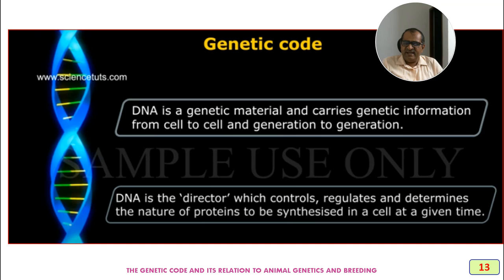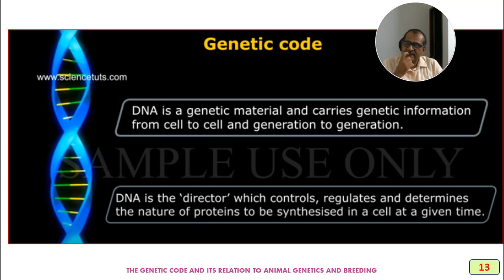So DNA is a director which controls, regulates, and determines the nature of proteins to be synthesized in a cell at a particular time. Or else it can be called the master or the director. For example, in a cinema, everyone acts as per the director's order only, and he is the one who creates the situation, creates the scene, and ultimately executes it finally in the film.